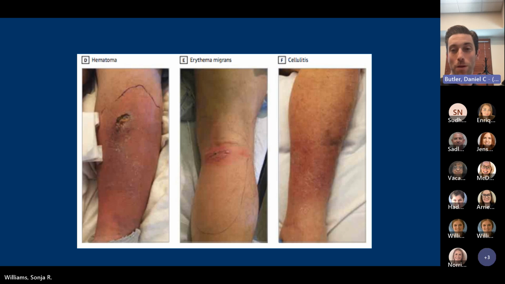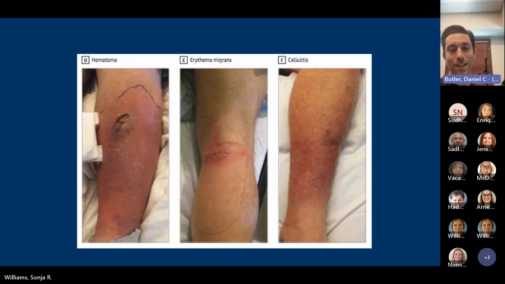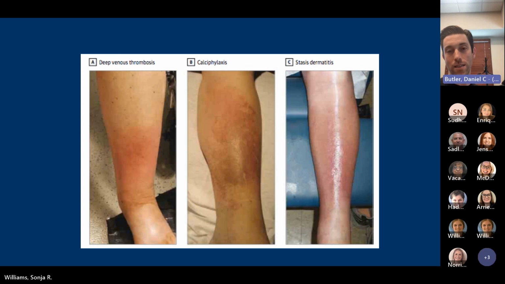The reason I put this up here is I don't think people who give presentations do this enough, but I just want to acknowledge, and Sonia, if you can go back one slide and toggle through these, it is really hard to figure this out. So I just want to give everyone the space and the comfort to say it's not always easy to walk in a room and say, oh, that's cellulitis, or oh, that's stasis dermatitis. I remember reading this article and kind of laughing at it because these all look very similar.